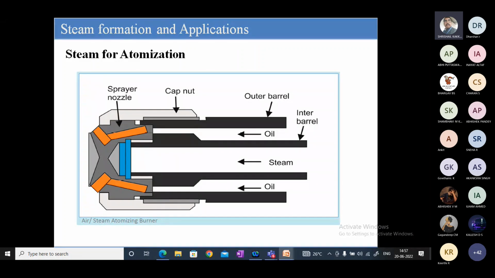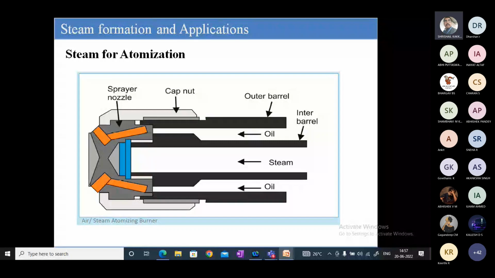This is especially used for diesel power plants, where we use diesel as the oil for burning. There a special kind of nozzle is designed, and the steam is mixed along with the diesel oil. The nozzle sprays it along with the steam in minute particles into the combustion chamber, so that complete combustion of the fuel takes place and the thermal efficiency of the plant can be increased.